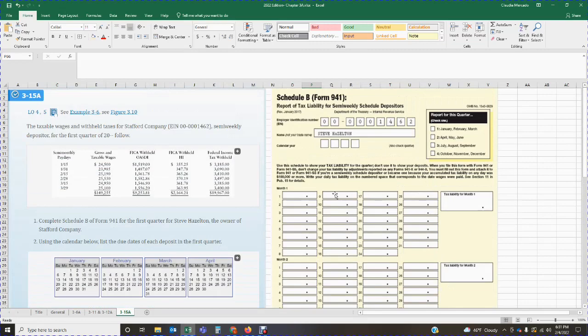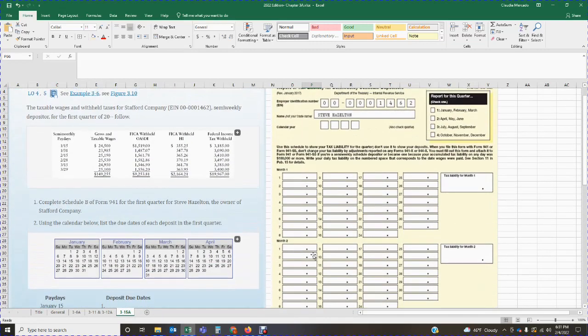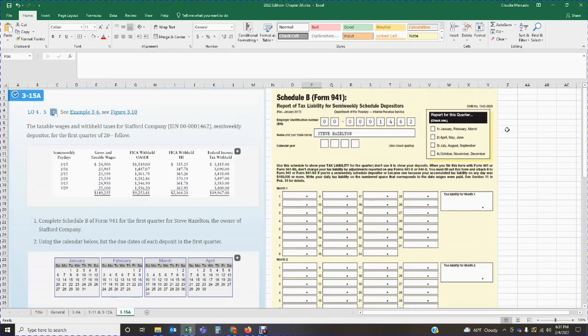It basically has the 3 months. We're looking at a quarter. So month 1, month 2, month 3. At the very top, we have to select the quarter that we're doing this form for, whether it be the first quarter, second quarter, third quarter, or fourth quarter. Okay, and then we have to identify what days the payments are going to be made and the tax liability for the month.